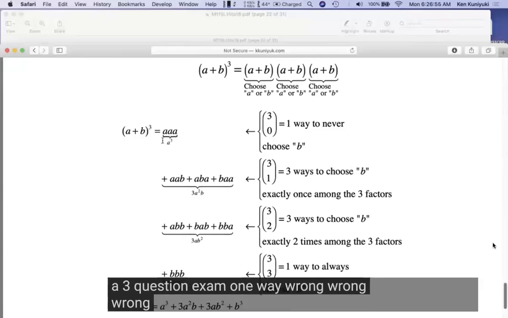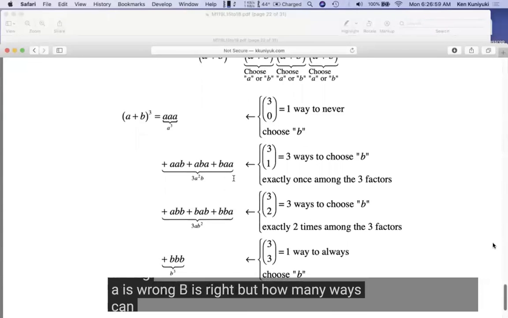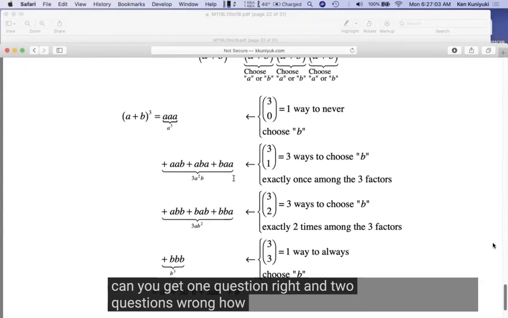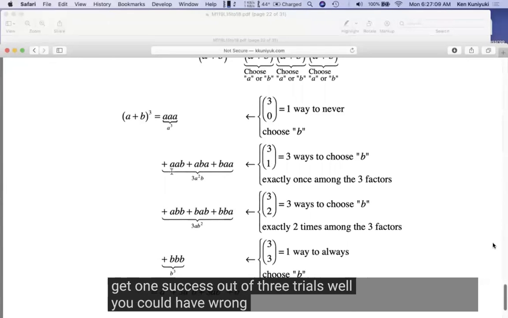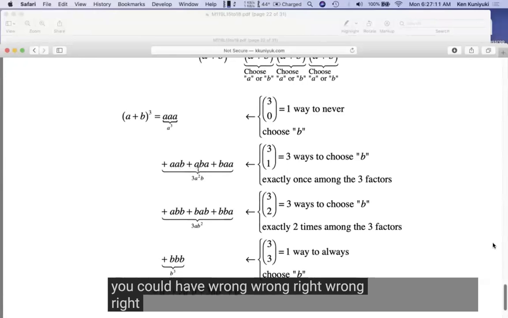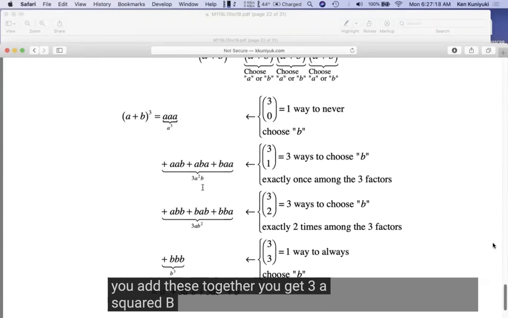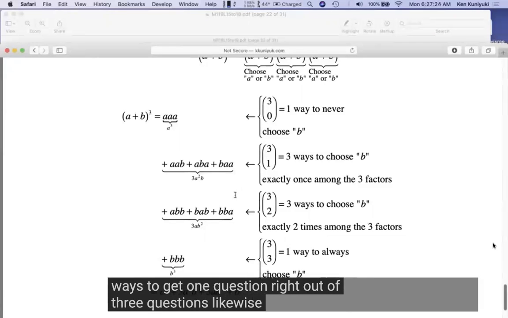Wrong, wrong, wrong. A is wrong, B is right. But how many ways can you get 1 question right and 2 questions wrong? How many ways can you get 1 success out of 3 trials? Well, you could have wrong, wrong, right, wrong, right, wrong, and right, wrong, wrong. When you add these together, you get 3 a squared b. The 3 here is the number of ways to get 1 question right out of 3 questions.